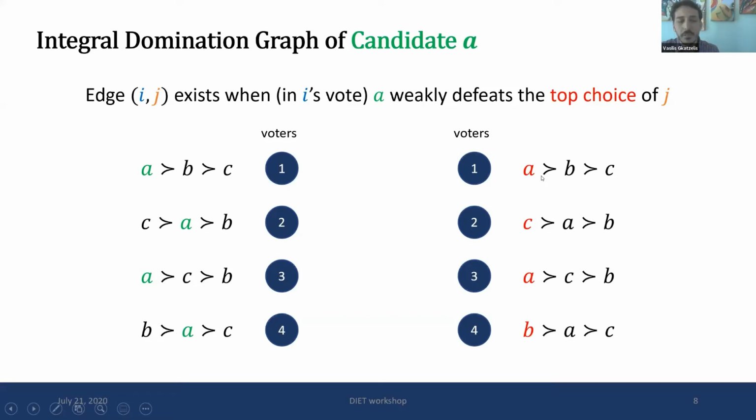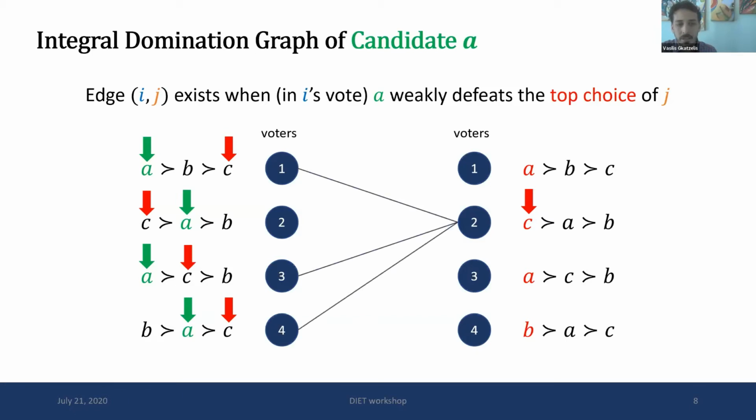Maybe the easiest way to parse this is to look at it from right to left. For instance, let's look at voter 2. What edges are incident on voter 2 on the right-hand side? We first look at the top choice of this voter, which is candidate C. The edges that will appear in this graph are all the voters on the left that believe A weakly defeats C. The first voter thinks so, the third voter thinks so, and the fourth voter thinks so. Just to verify, we look at where C stands in the rankings of the voters on the left and where A stands, and whenever A is greater or equal, so is weakly preferred over C, we create an edge.